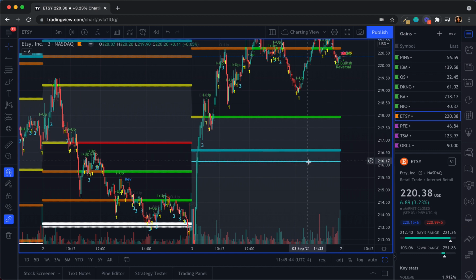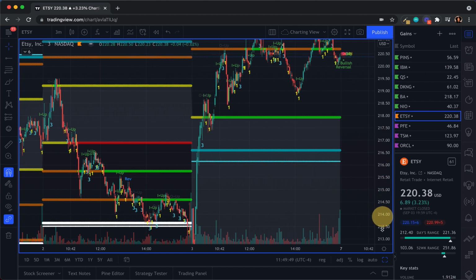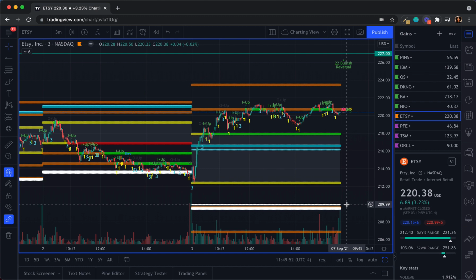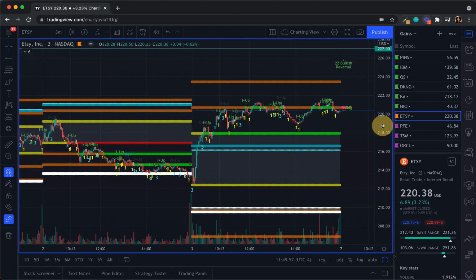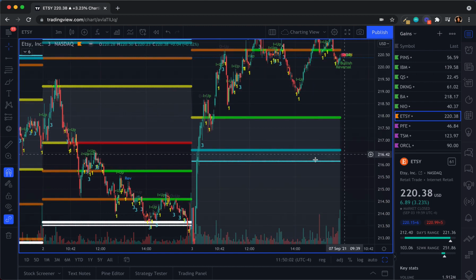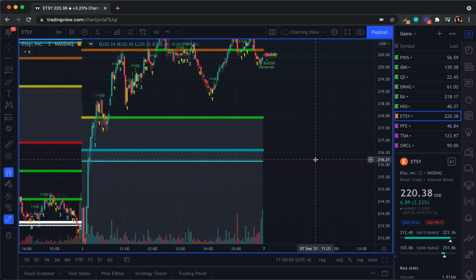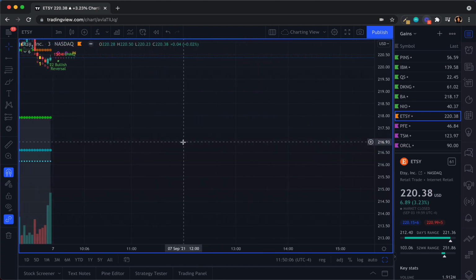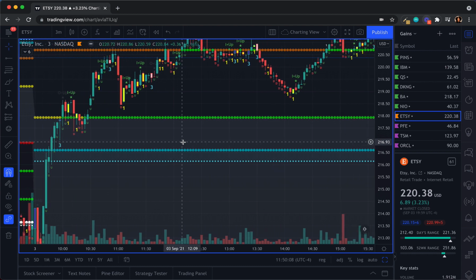So for the previous 5 trading days, the stock had an average range between whatever this white value is, like around 210.06, and 216.25. Now, how I use this to trade is you can see here. Let's talk through how I might have traded this live.